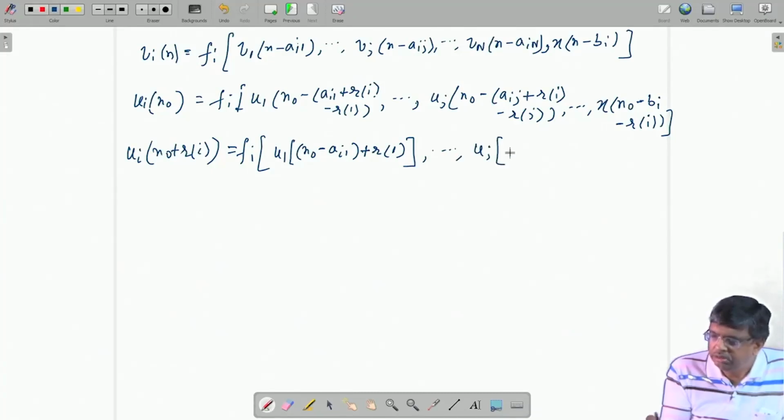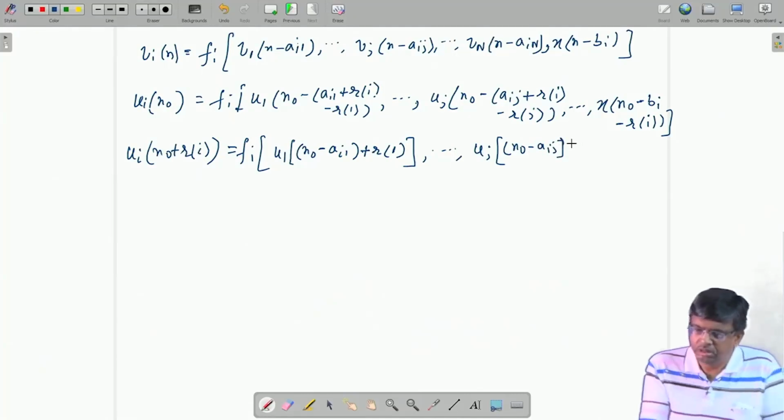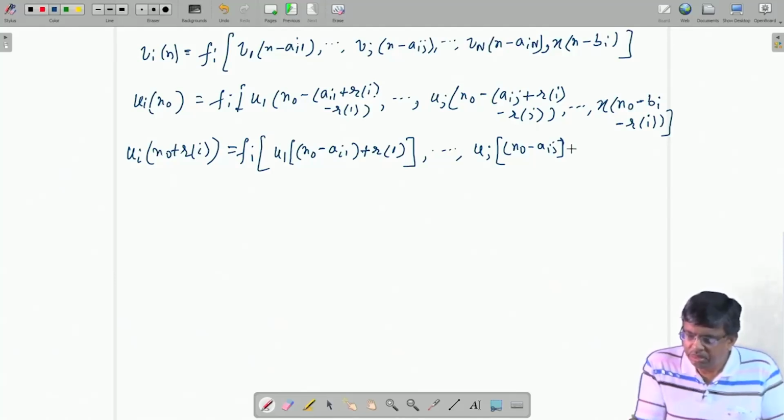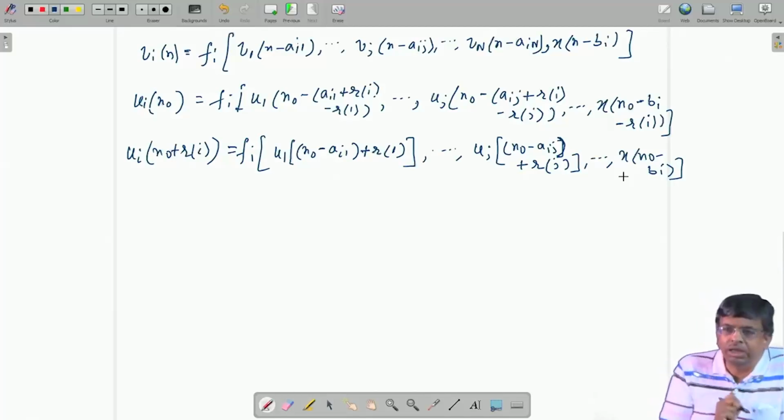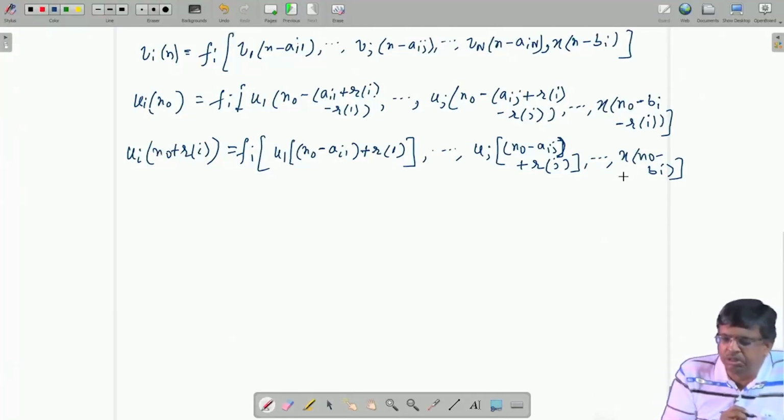uj, again n naught minus aij, yeah, this is okay, I can make it like this, plus rj minus minus plus rj dot dot dot, and lastly ri is gone. So, simply x n naught minus bi, this one. But now I assume we use the induction hypothesis.